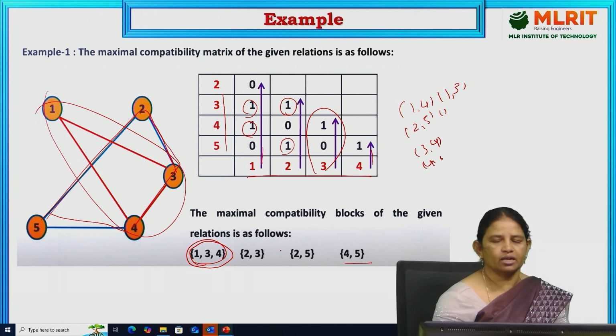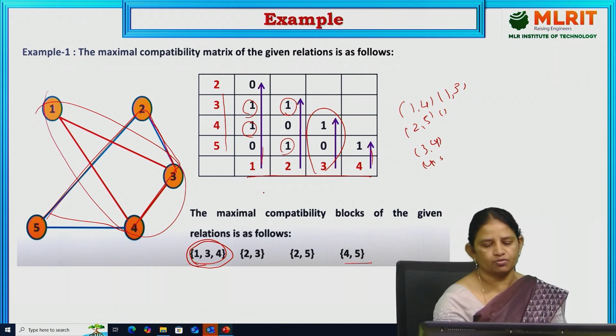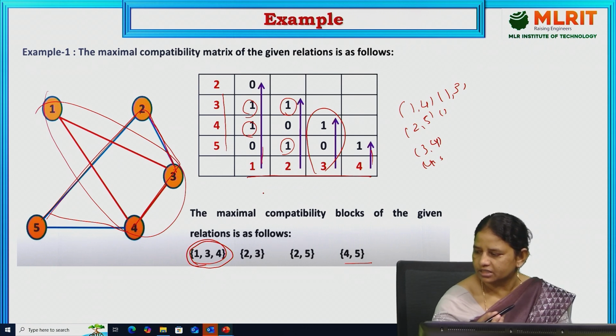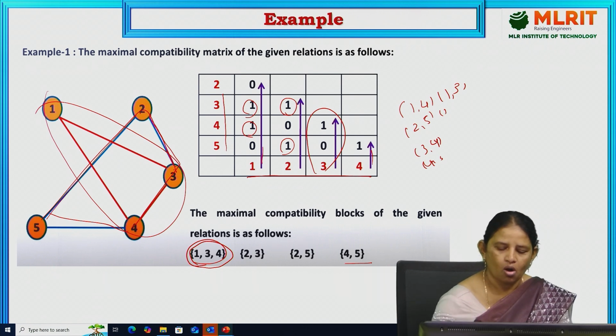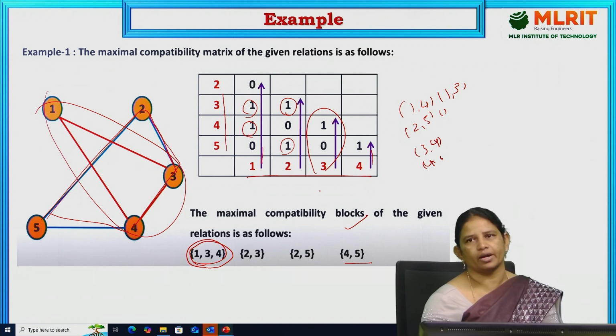So, whether all the elements are involved or not. 1 is involved, 2 is involved, 3 is present and 4 is present. All blocks are involved in this relation. It is a maximal compatibility block.